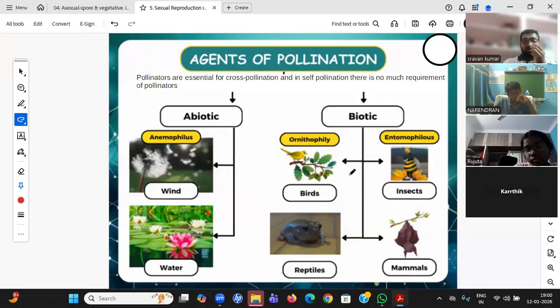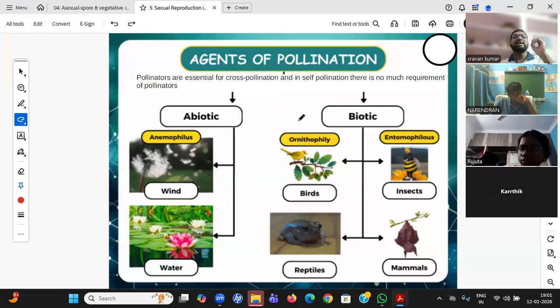Okay. So students, even though I explained the scenarios for both cross pollination and self pollination, for self pollination pollinators are not at all required. Self pollination means pollination within the flower, or flower to flower of the same plant. So very few biotic and abiotic pollinators are required. It happens without their requirements also.